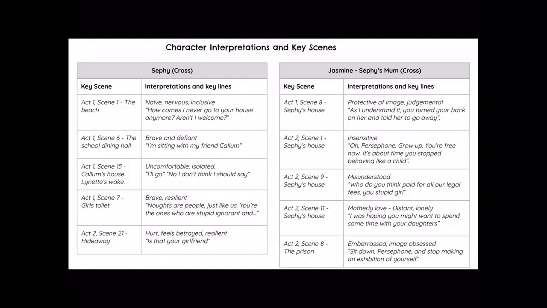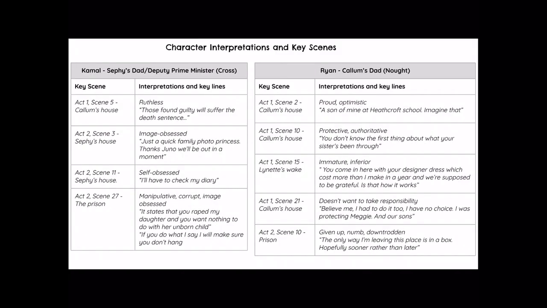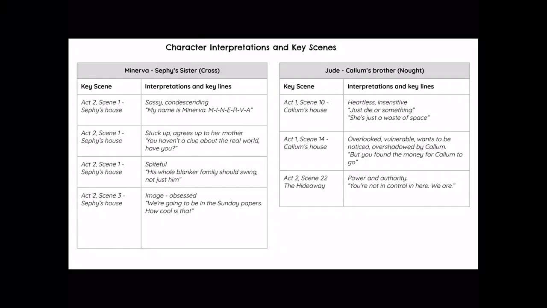What I'm going to do is go through each of these slides, and if you want to pause and have a look at some of the key quotes and interpretive words, then you can do that. So we've got Seffi and Jasmine. We've got Callum and Meggie. We've got Kamal and Ryan. We've got Minerva and Jude.